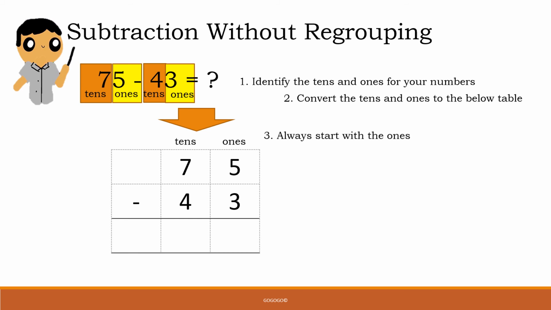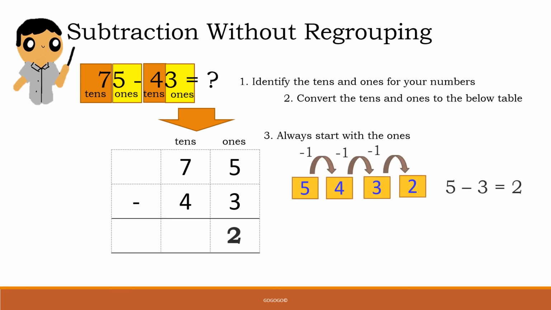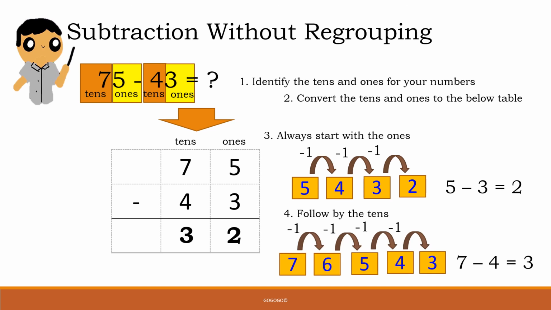Remember, always start with the ones. In this case, using the counting method to get the answer for 5 minus 3. The answer will be 2. And write the answer under the solid line in the ones column. Finally, proceed with the tens column. Again, using the counting method to get the answer for 7 minus 4, which is 3. Thereafter, write the answer 3 in the tens column between the solid lines.